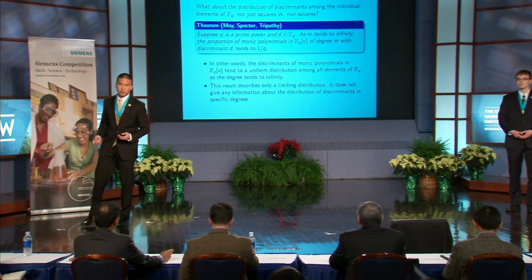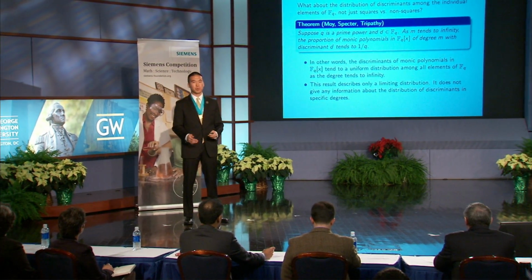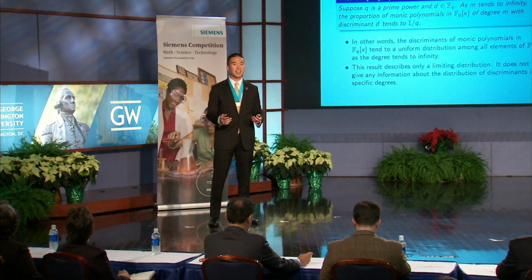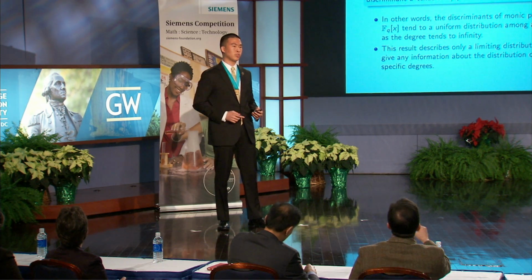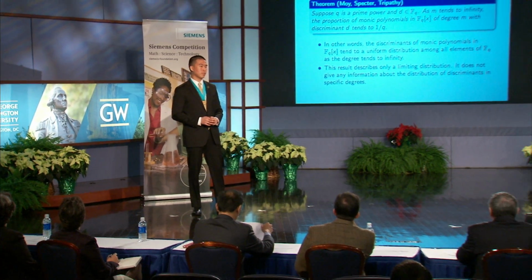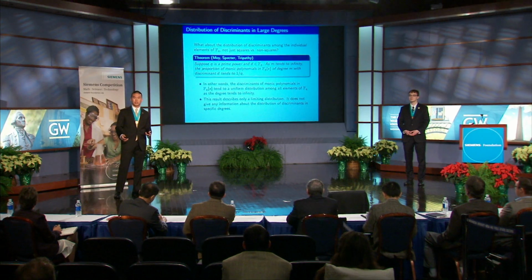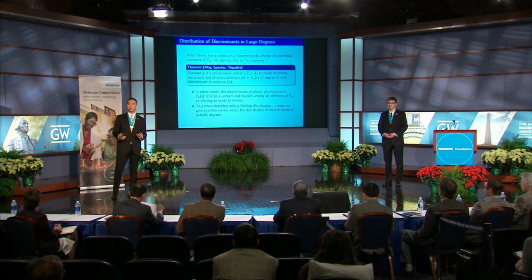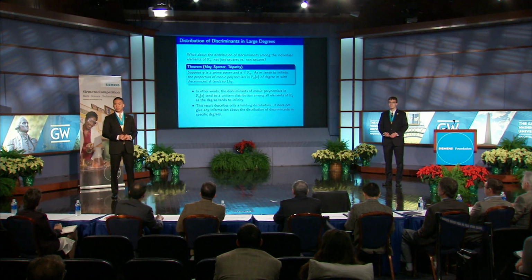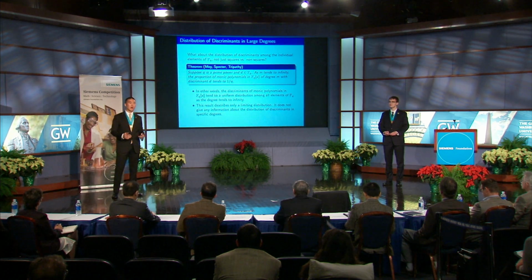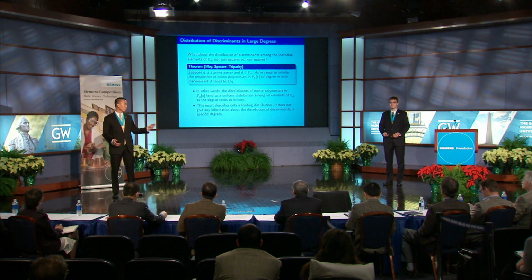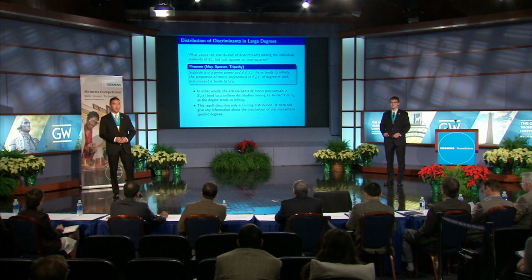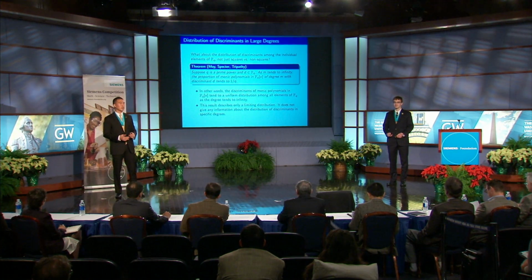Recently, a research group at the 2014 Arizona Winter School proved that discriminants of monic polynomials tend towards a uniform distribution over all of Fq, as the degree tends to infinity. This was a breakthrough in this area of study, but it said nothing about the distribution of discriminants in specific degrees. Today, we're going to tell you all about how we address this curious problem. We'll show you some startling patterns that Michael and I continue to be amazed by every day. And we hope that all of you share in our excitement by the end of our talk.